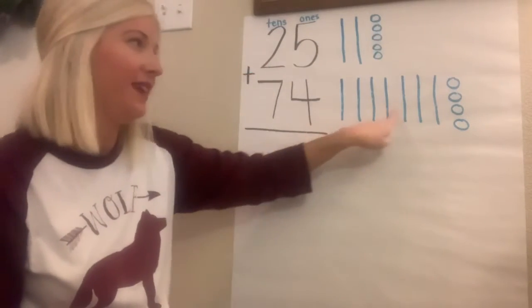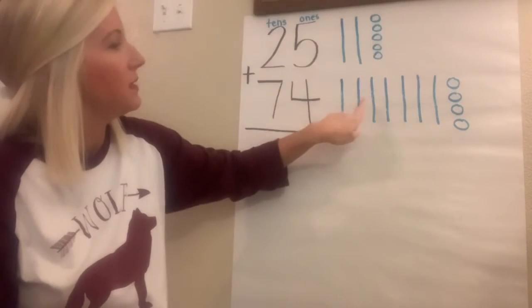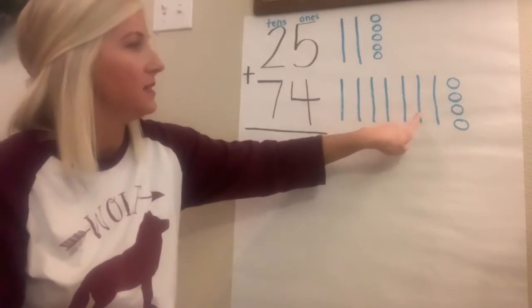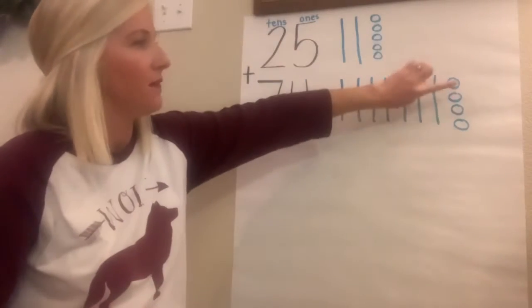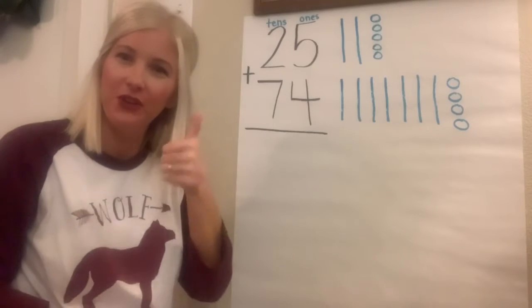Now let's count these 10s and 1s to just check our work. 10, 20, 30, 40, 50, 60, 70, 71, 72, 73, 74. Now we're good to go.